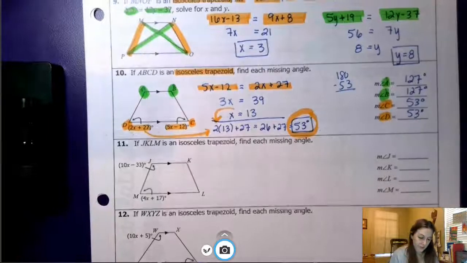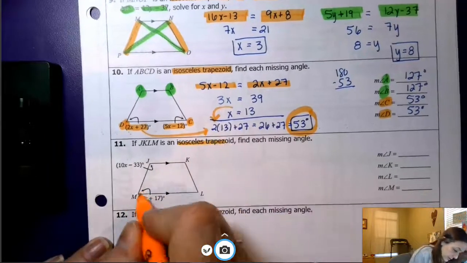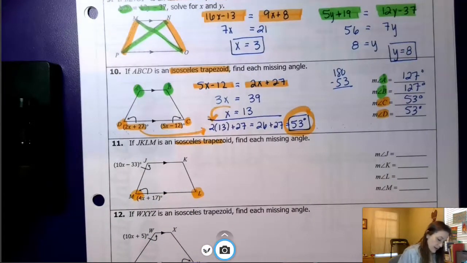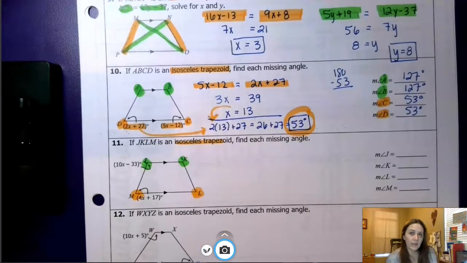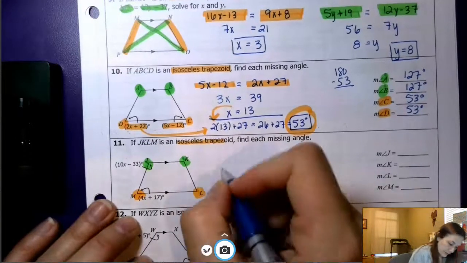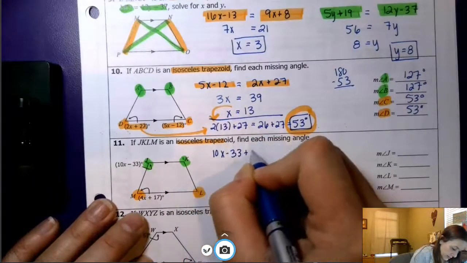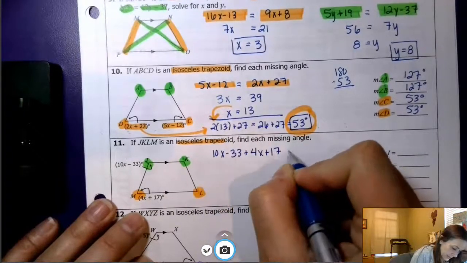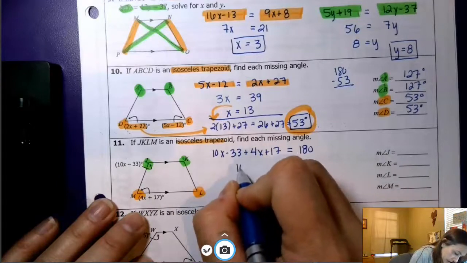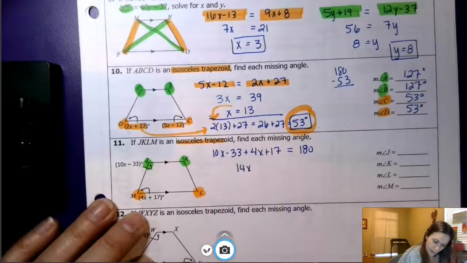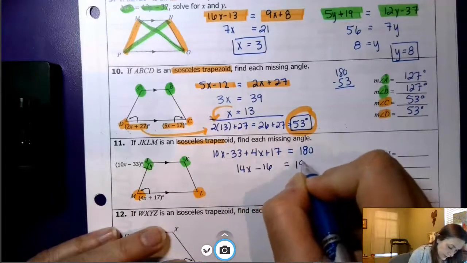Okay, so down here, again, isosceles trapezoid. So I know it's isosceles, which means I know this angle and this angle match, this angle and this angle match. So I can't set them equal this time. This time I have to add and set them equal to 180. I'm going to do 10x minus 33 plus 4x plus 17 equals 180. I end up with 14x. Negative 33 plus 17, I get negative 16, equals 180.